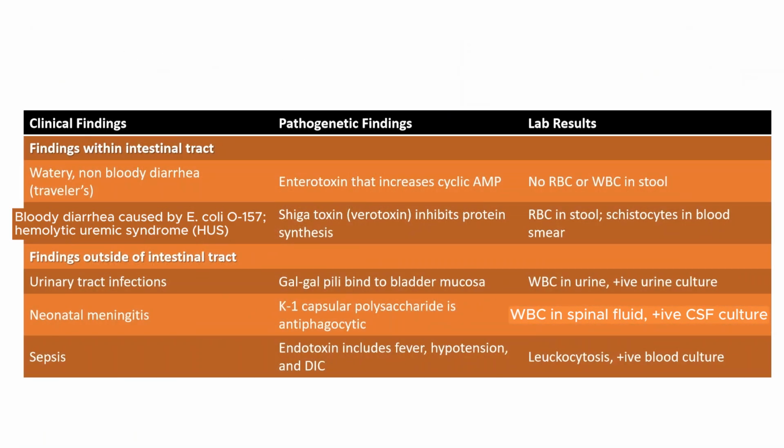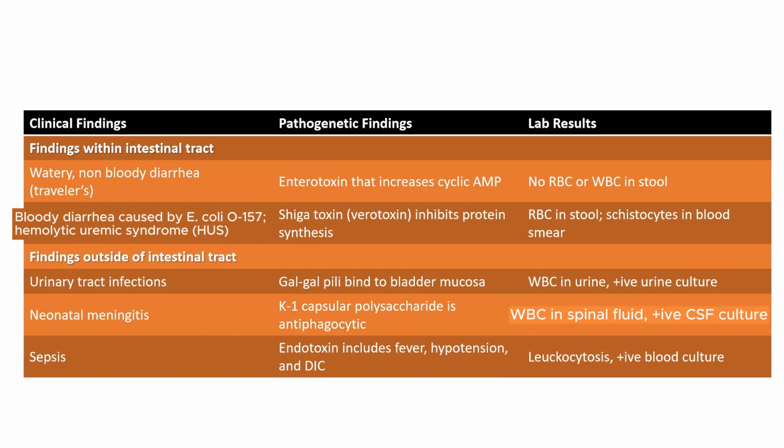Now let's talk about the clinical findings with the pathogenesis behind them and their main lab results. Findings within the intestinal tract. The first one is watery non-bloody diarrhea, the traveler's diarrhea. The pathogenic finding behind it is the enterotoxin that increases cyclic AMP. And there are no red blood cells or white blood cells observed in stool or feces.